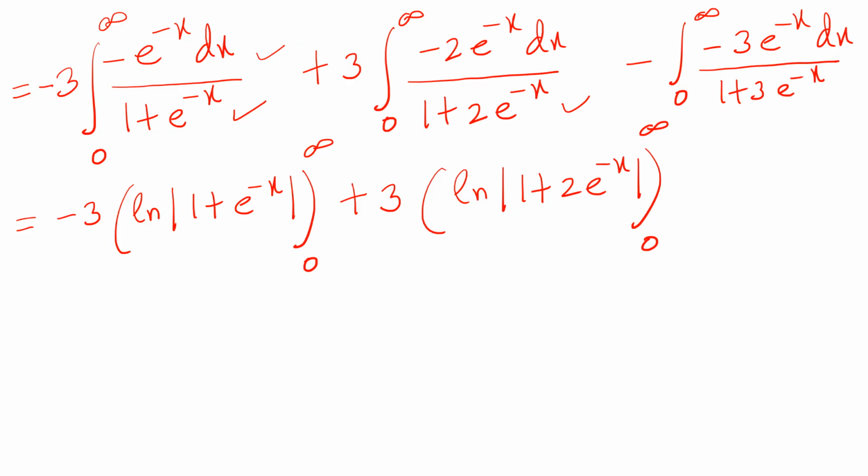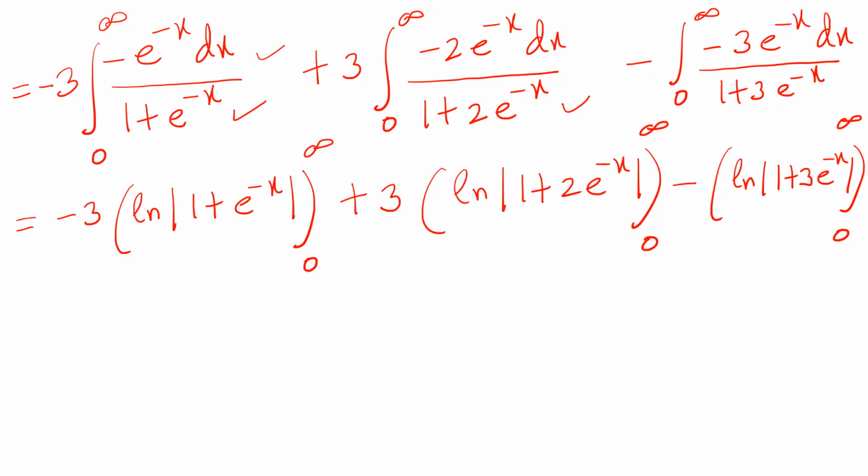Now students, if I repeat the same process and put 1 plus 3 into e to the power minus x as h(x), then the numerator minus 3 into e to the power minus x is its derivative, that is h dash x. So again, it becomes an integral of the form h dash x dx divided upon h(x), which is log mod h(x). So the value of this integral becomes minus log mod 1 plus 3 into e to the power minus x under the limits 0 to infinity.